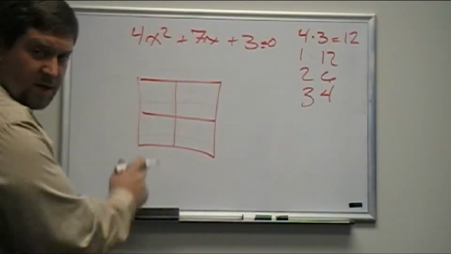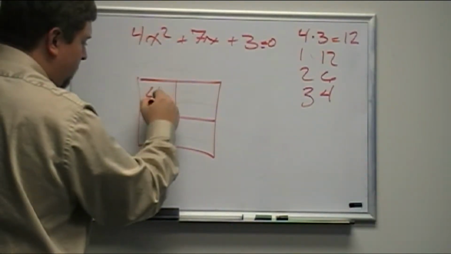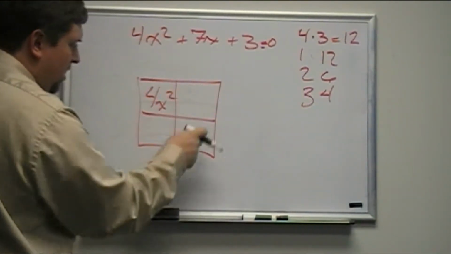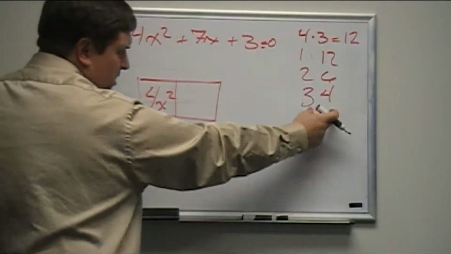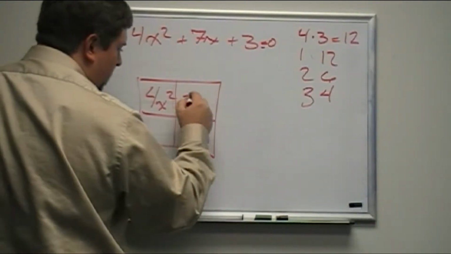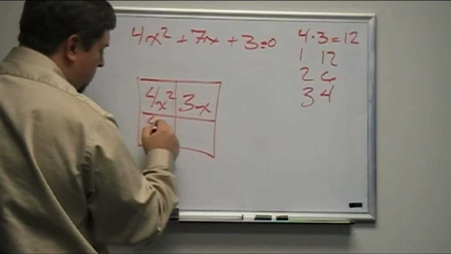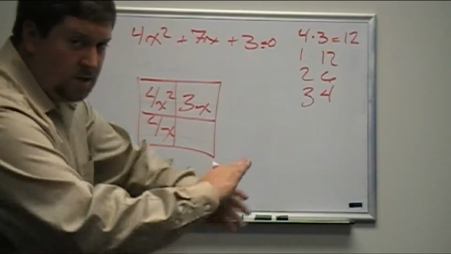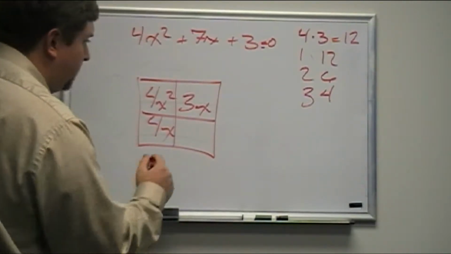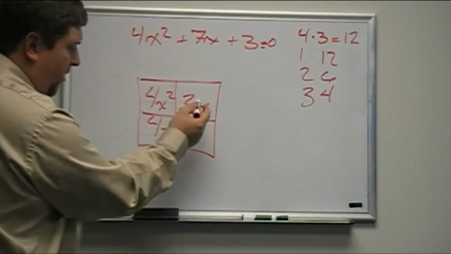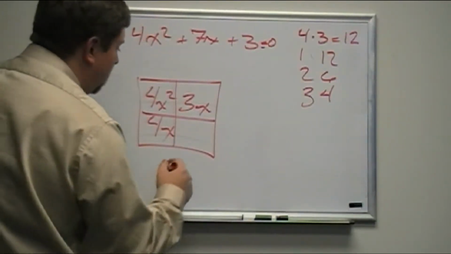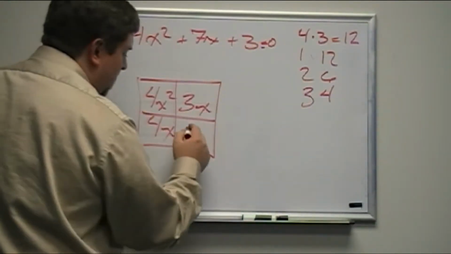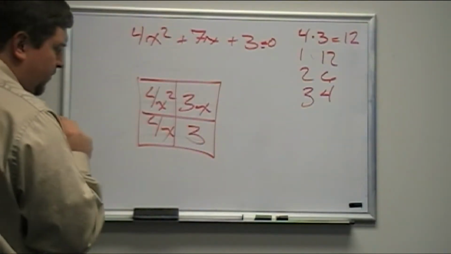Remember, top left corner is our first term. These two boxes are those two numbers, followed by our variable. Now it does not matter which one I put in which box. Not at all. It does not matter. I could put the 3x here, the 4x here. Won't make a difference. Last box, last term, 3.